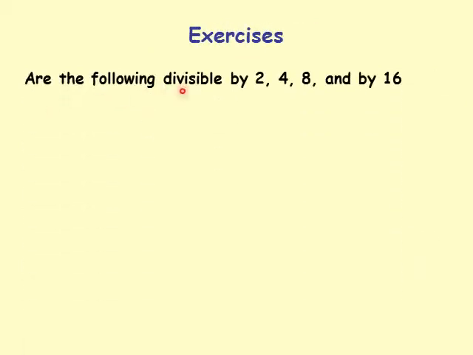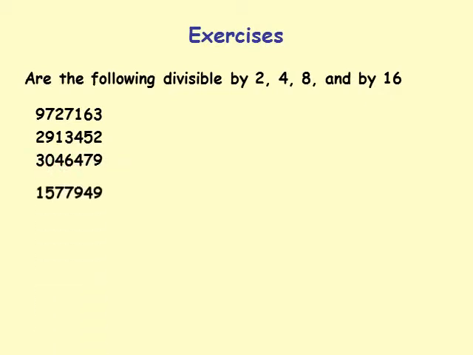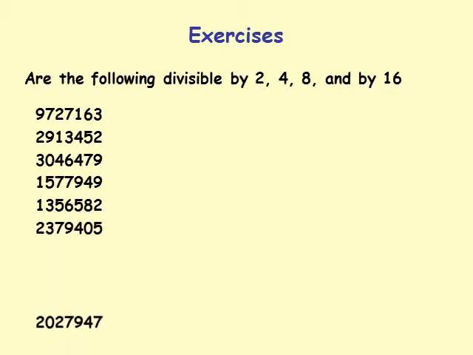You can do some exercises. Are the following numbers divisible by 2, 4, 8, and 16? Let's look at some examples. Number 9727163, next. 2913452, next. 3046479, next. 1577949, next. 1356582, and some more.